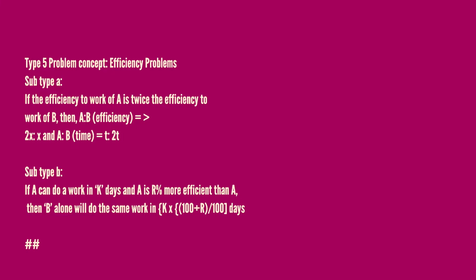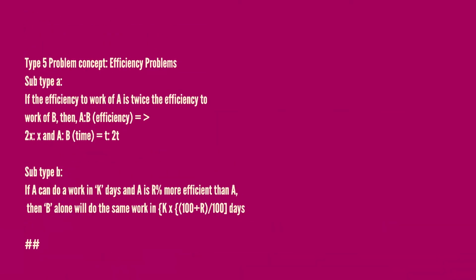Second is that in these kinds of questions, they may ask in percentage terms. They will say that A is, let's say, 20% more efficient than B or 40% more efficient than B. So definitely again A will finish the work faster. So B will take 20% more than whatever time A is taking. B will take 20% more time to finish the work, right?